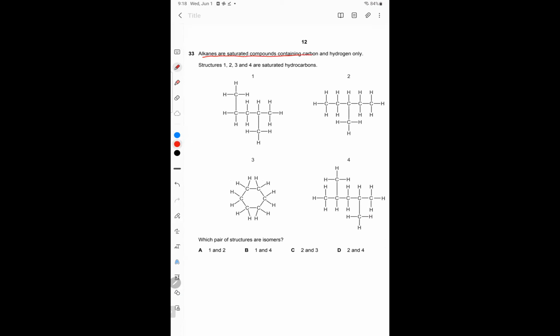Alkanes are saturated compounds containing carbon and hydrogen only. Structure 1, 2, and 3 are saturated hydrocarbons. Which pair of structures are isomers? Okay, so we can easily mark 3 wrong because 3 is a cyclic structure and the rest of the ones are non-cyclic. So that's why it goes wrong.